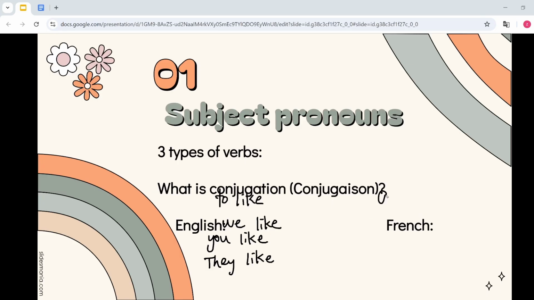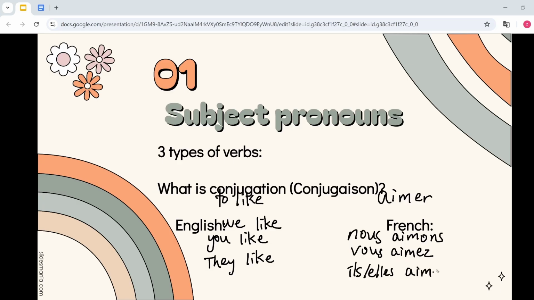Again, our verb is aimer. So we start with nous aimons. Vous aimez. Et il, elle aiment. Notice how all three of these are different from our original verb, whereas in English, it's pretty much the same.